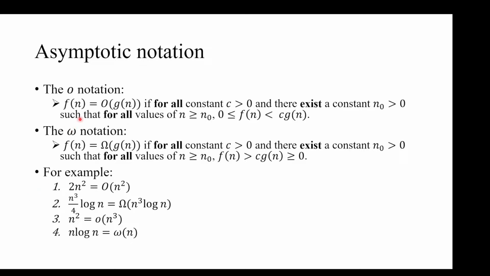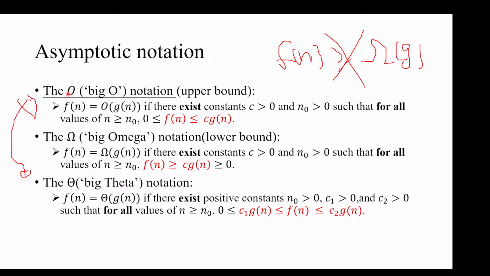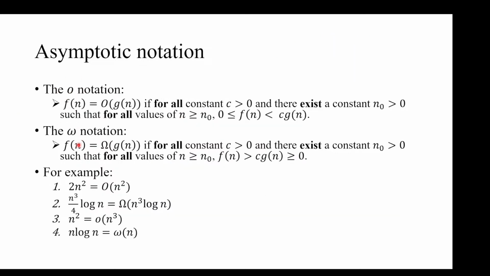So there is also a small o and a small omega, and they are really similar to big O and big omega, except that you have, so I should highlight this, strictly less and strictly greater here. Okay, so, oh, we have a typo here. This should be small. Yeah, this should be small.